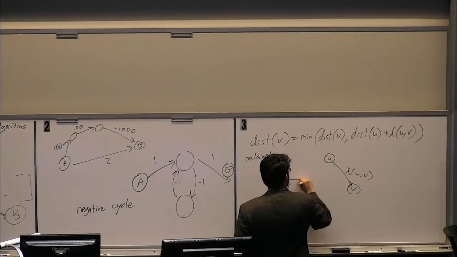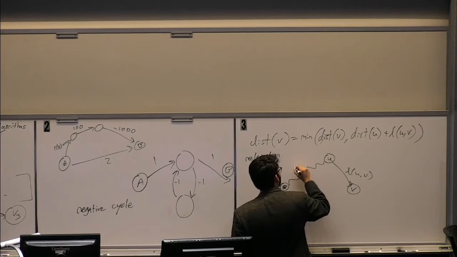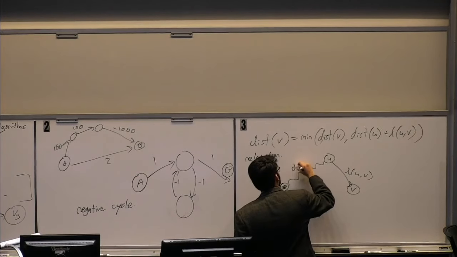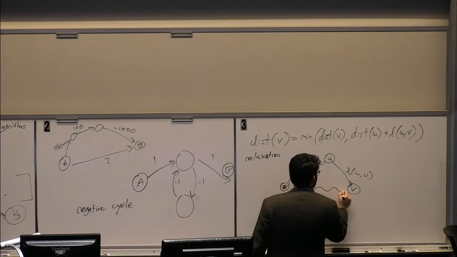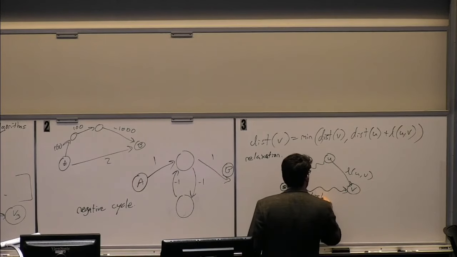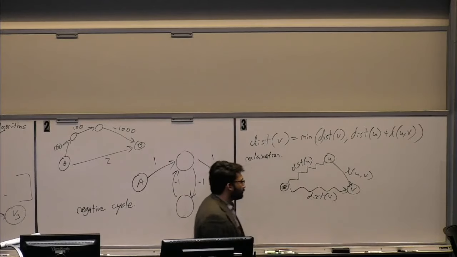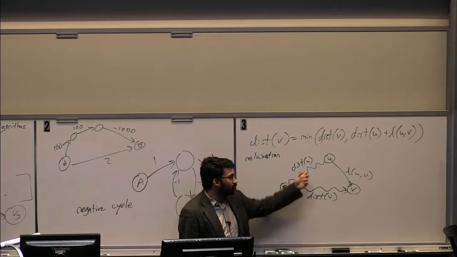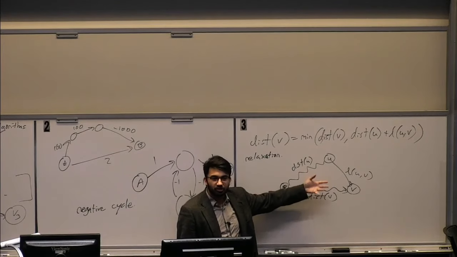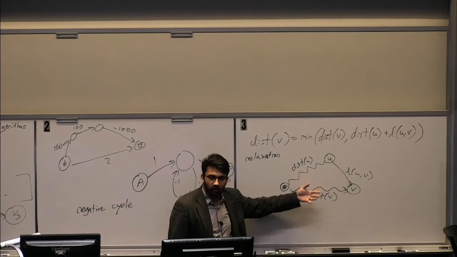Some shortest path has been computed from s to u, which will be recorded as dist u, and then some shortest path is considered this way as dist v. So maybe there's a shorter path to v already recorded, but maybe that's longer. Maybe you find a shorter path through u. So u is just something that you can loop over to do this, right?